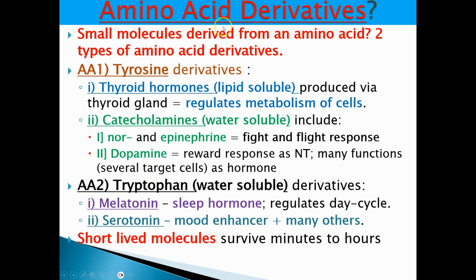All right, but overall, because amino acid derivatives are small molecules, literally an amino acid with some other chemicals attached to them, understand these are the short-lived molecules. They're going to survive for minutes to hours, and they are one of the shorter-lived versions of any of the hormones. These do not last long because they're small molecules. The smaller the molecule is, the more likely it breaks down very quickly.